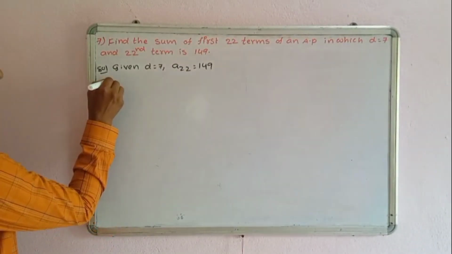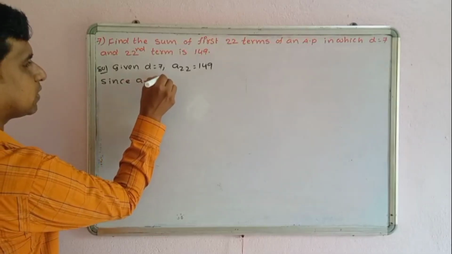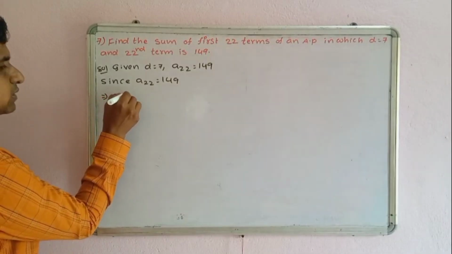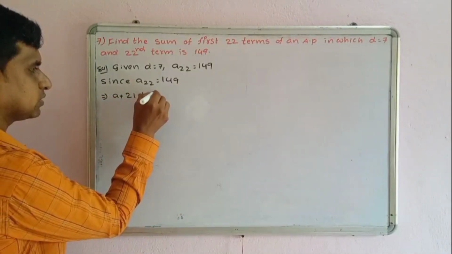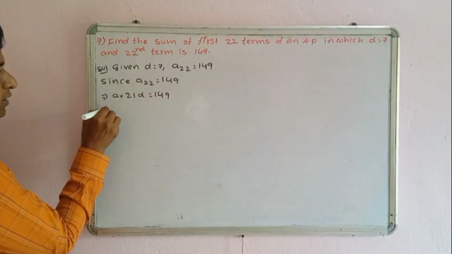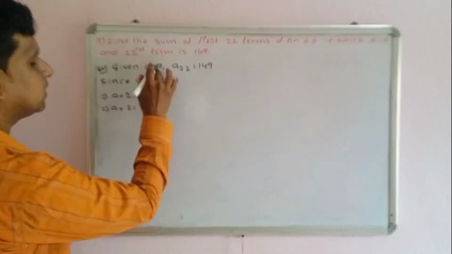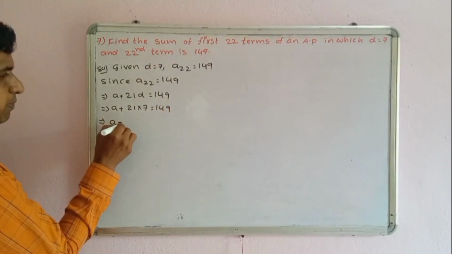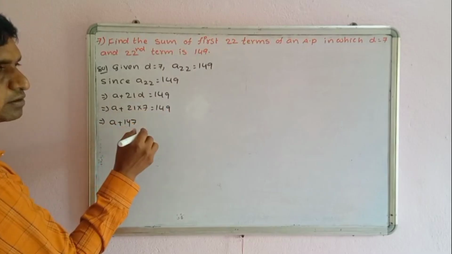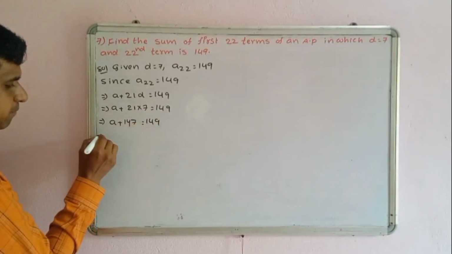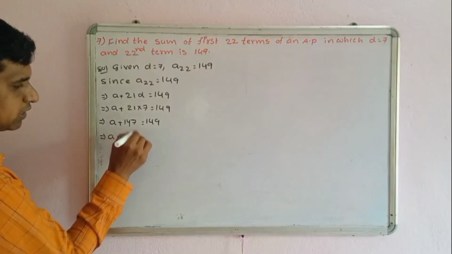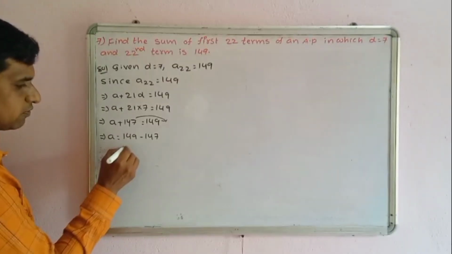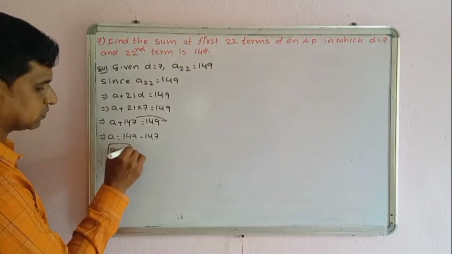So since a22 equals 149. What is a22? a22 means a plus 21d equals 149. So a plus 21, d value 7, equals 149. So a plus 7 1 is 7, 7 2 is 14, equals 149. a equals 149, 147 transposed to right side, minus 147. 149 minus 147 is 2. a equals 2.